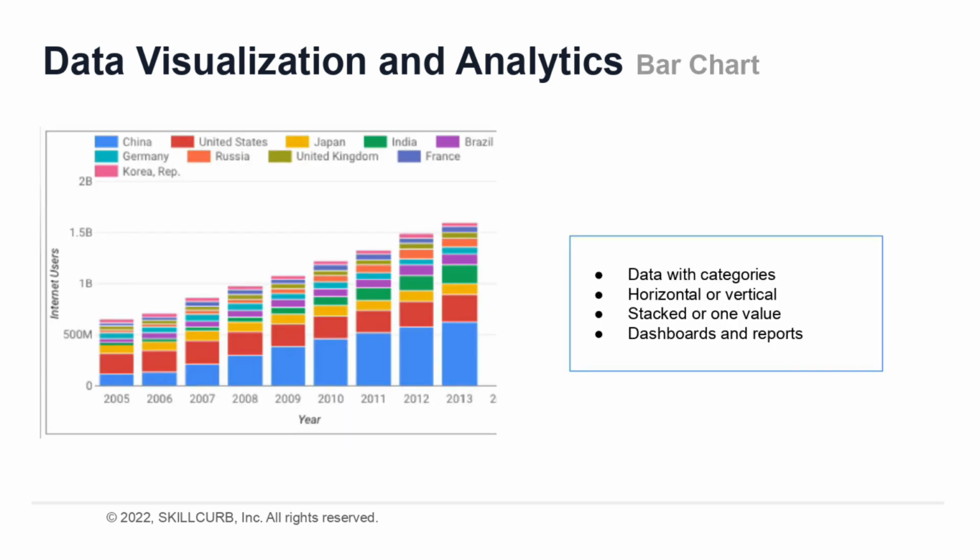First, we have bar graphs. Categorical data is shown using bar charts. Both vertical and horizontal bar charts are acceptable. Bar charts can be stacked or single-valued. Bar charts are excellent for use in dashboards and reporting.